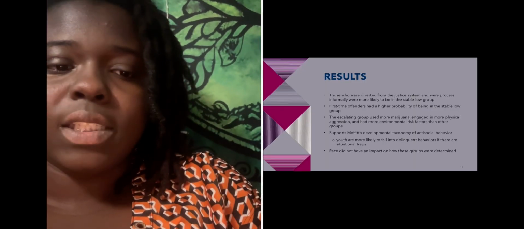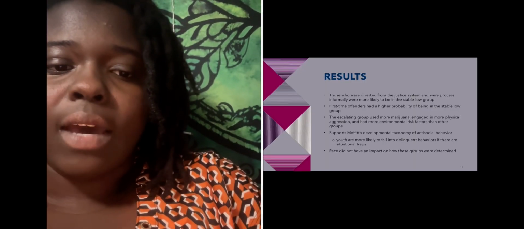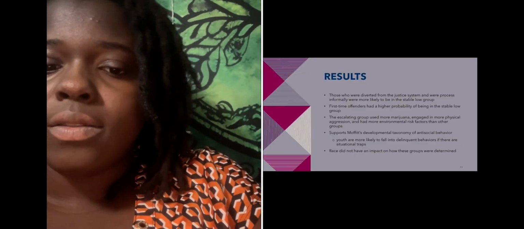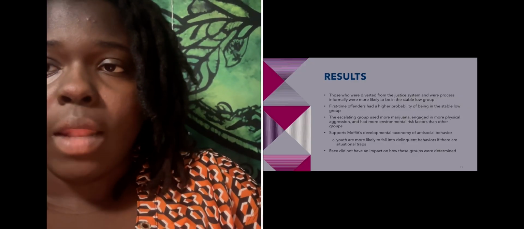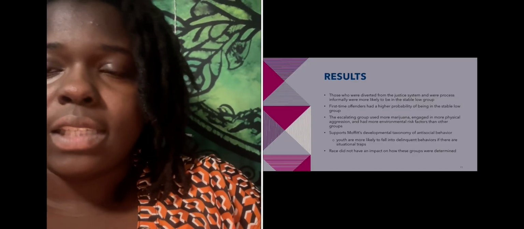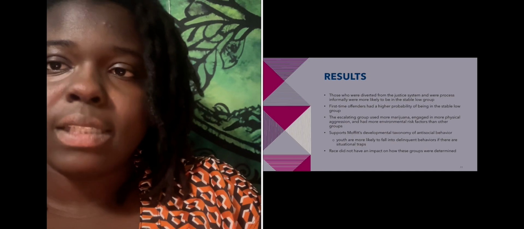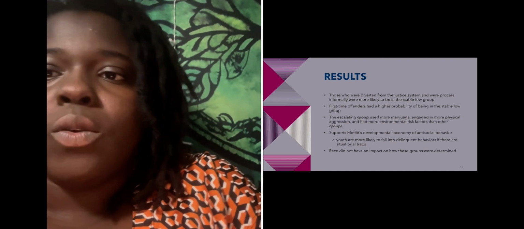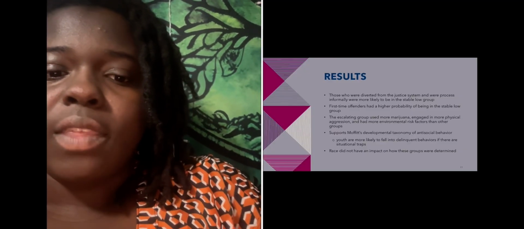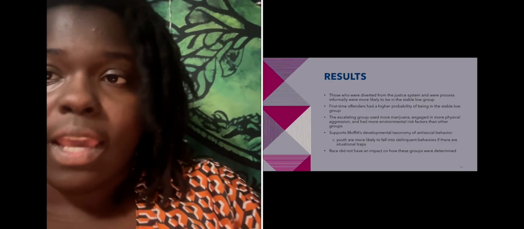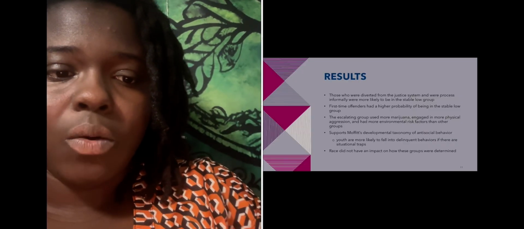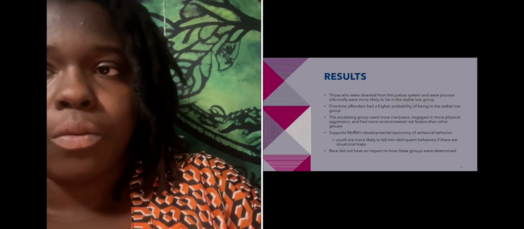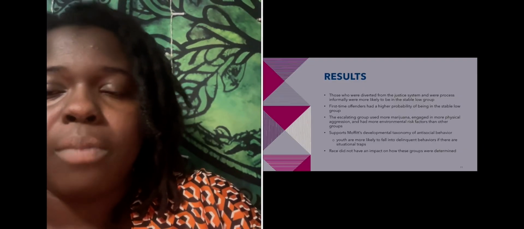So the results of this study, they found that people who went through the process informally were more likely to be in the stable low group, meaning they were less likely to reoffend. Since they didn't have to go through the formal court process, they didn't have that many interactions with judges, lawyers, all of those different things, and so they didn't have a negative experience with that. Also, first-time offenders had a higher probability of being placed in the stable low group because it's their first offense. You know, they probably won't do it again.